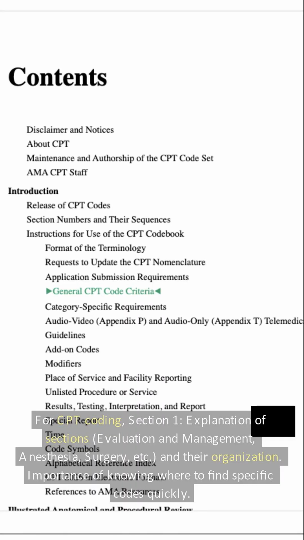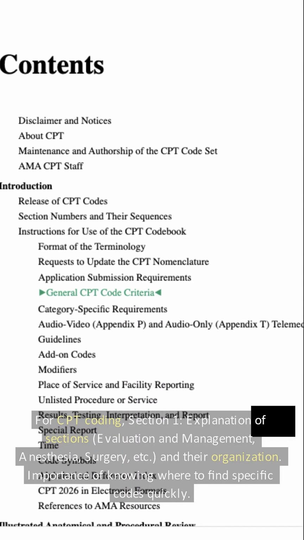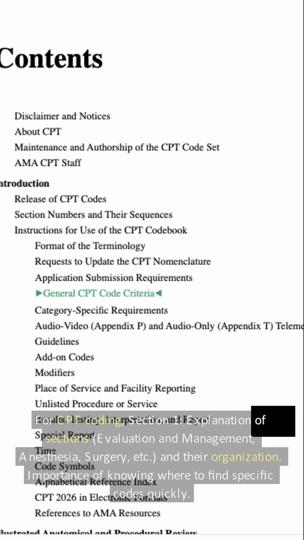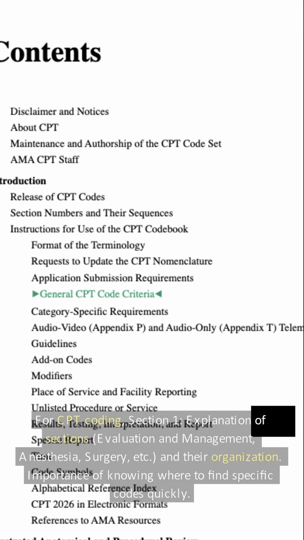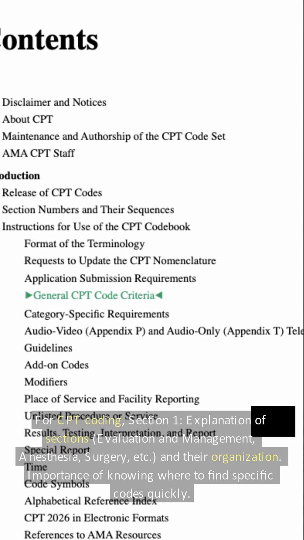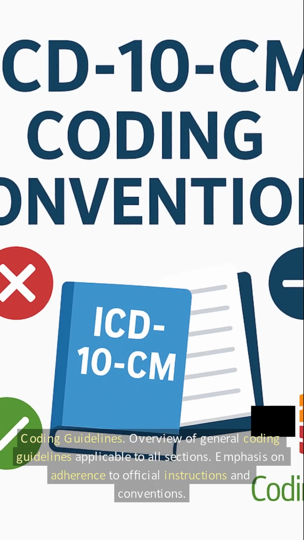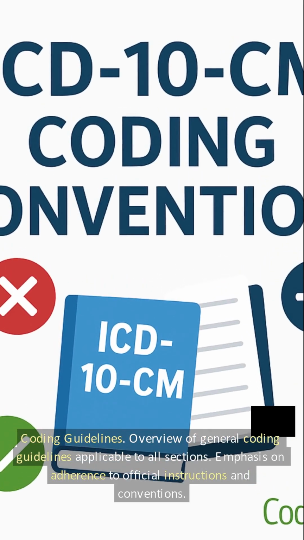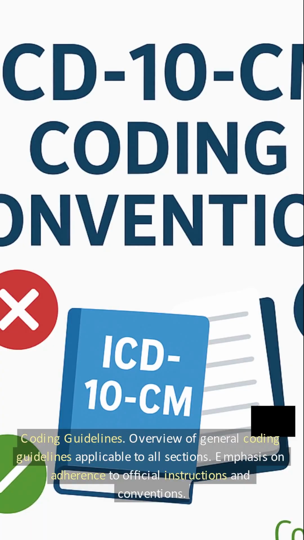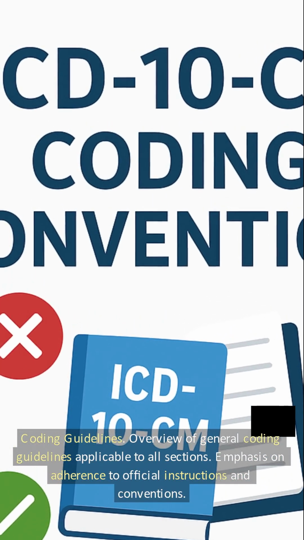For CPT coding, Section 1: Explanation of sections, evaluation and management, anesthesia, surgery, etc., and their organization. Importance of knowing where to find specific codes quickly. Coding guidelines: Overview of general coding guidelines applicable to all sections. Emphasis on adherence to official instructions and conventions.